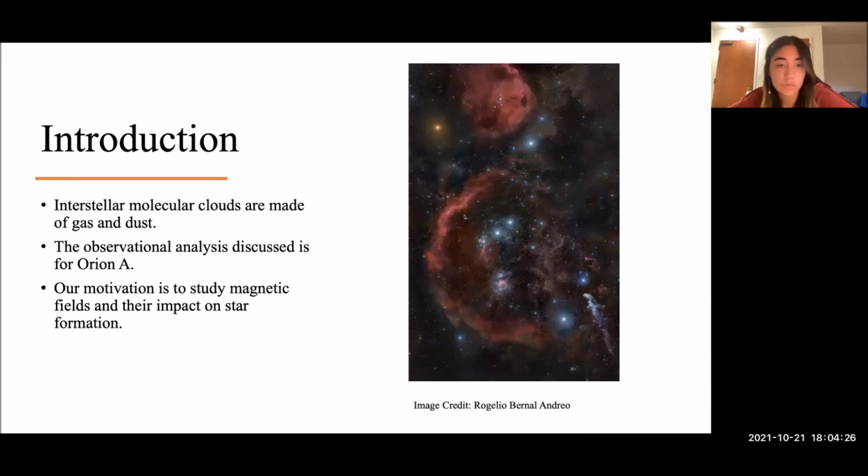Our motivation for this project is to study magnetic fields and their impact on star formation. And over here on the right, we just have a nice image of Orion A.